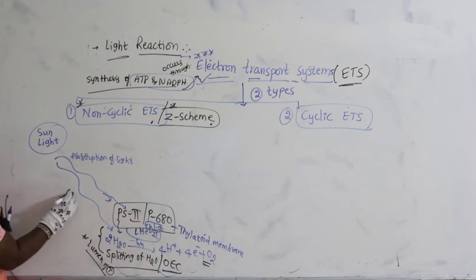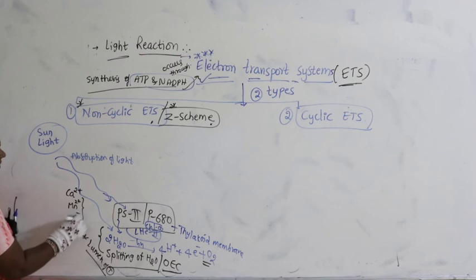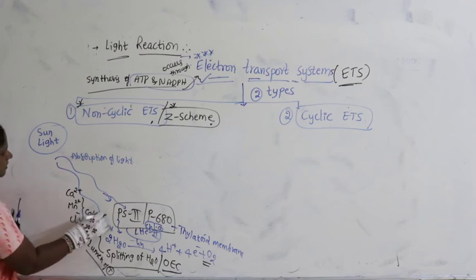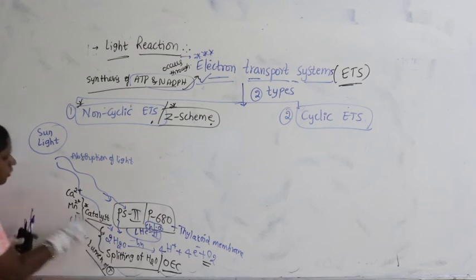What catalysts are needed? Calcium 2 plus, Mn 2 plus, and Cl minus. They act as catalysts, and they are needed for the splitting of water.